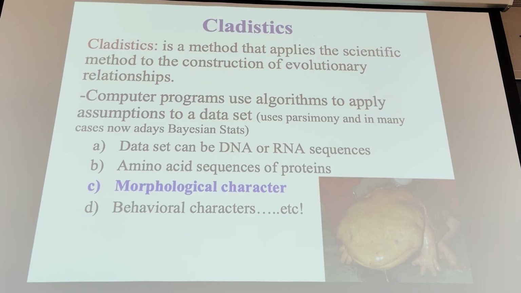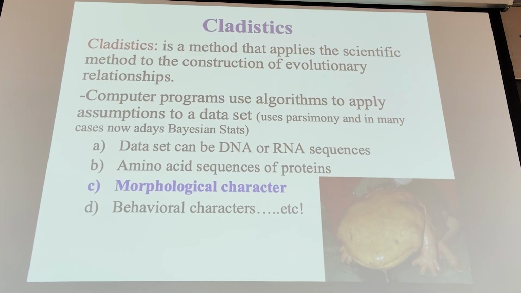You can use DNA and RNA. These are the two most sexy things to use now, the most accepted. Everybody thinks DNA and RNA is the best way to do phylogenetics. I'm an anatomist, as you can imagine, so I'm kind of biased. I don't like molecular biology that much.